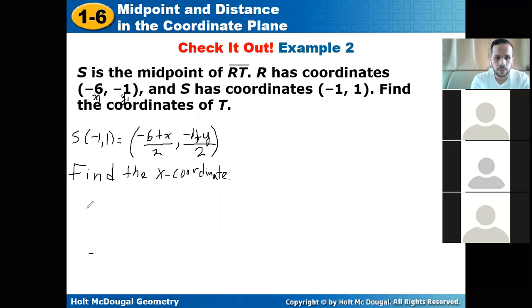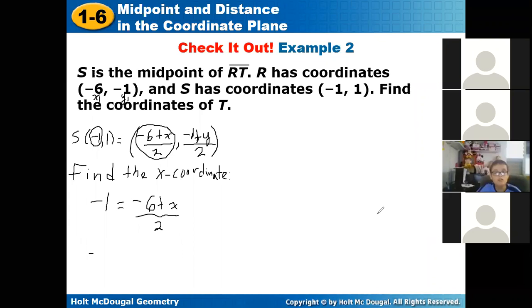Okay. So let me do it. Okay. So it's gonna be something like this. Okay. We're gonna start with this. ¿verdad? It's gonna be -1 equals to this part of the formula. Okay. So it's gonna be -6 plus x divided by 2. Okay. The question I'm gonna ask is, how do you cancel that +2? How do you cancel the division?